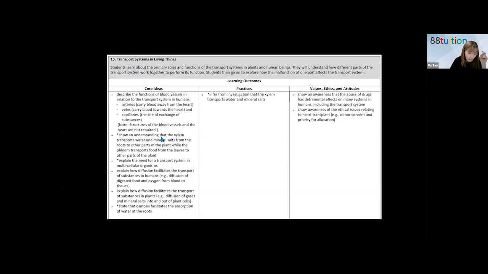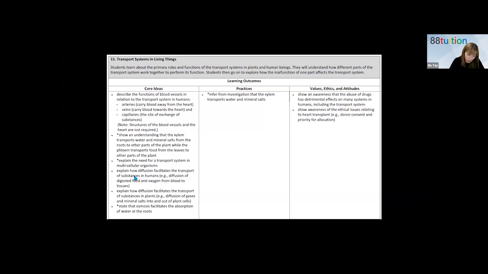So show understanding that xylem transports water and mineral salts. Okay, where will it transport from and to? So it's from the roots to other parts of the plant. Phloem actually transports food from the leaves to other parts of the plant. Explain the need for transport system in multicellular organism.